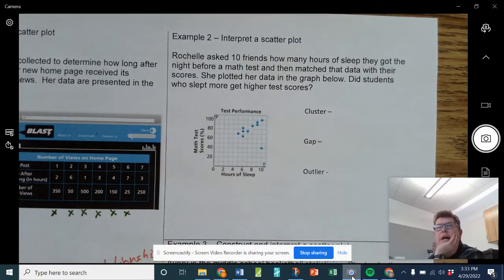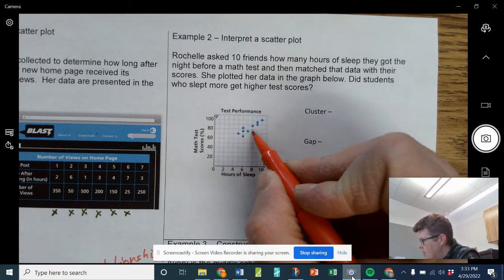Interpret a scatter plot. Rochelle asked 10 of her friends how many hours of sleep they got the night before a math test, and then matched that data with their scores. She plotted the data in the graph. Did students who slept more get higher test scores? Well, we see that we have this kind of cluster of data here, right?